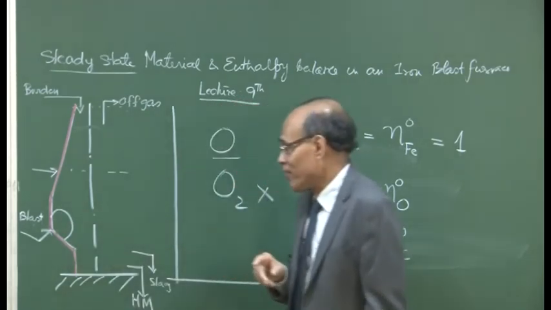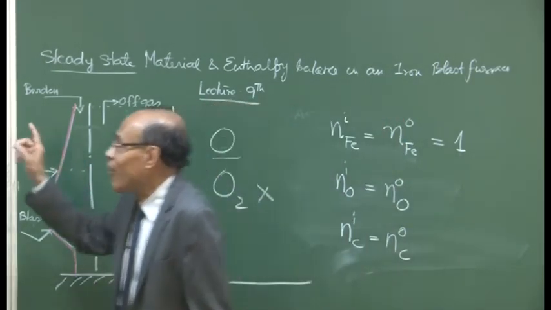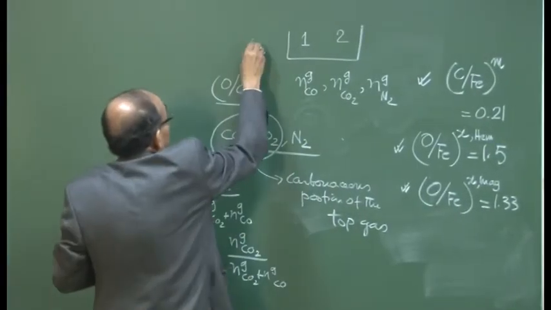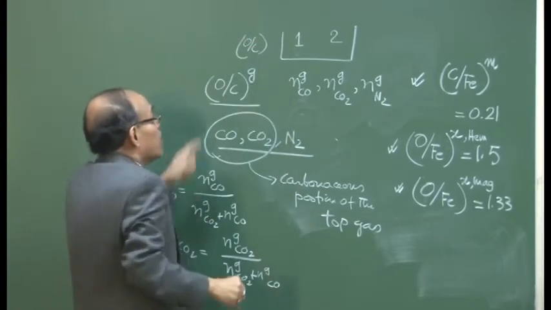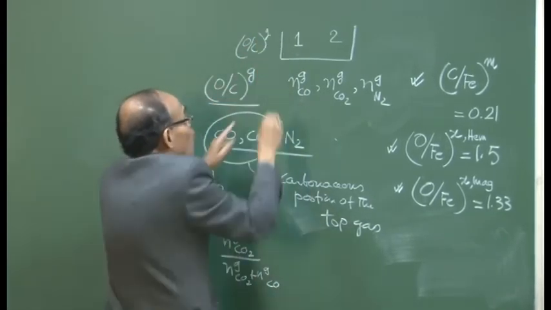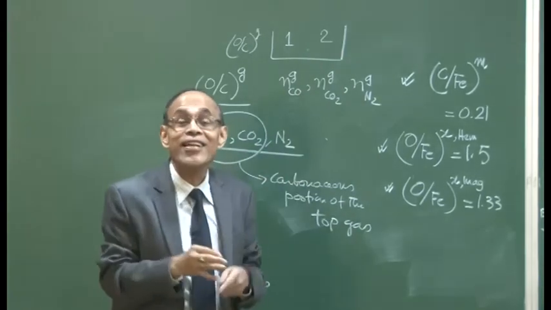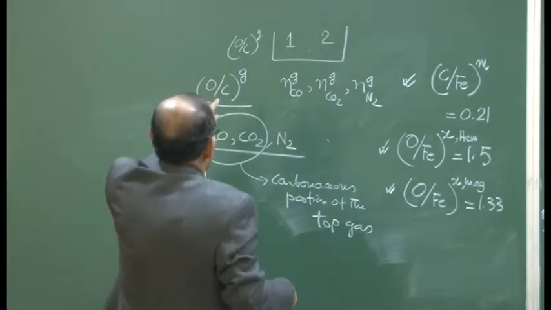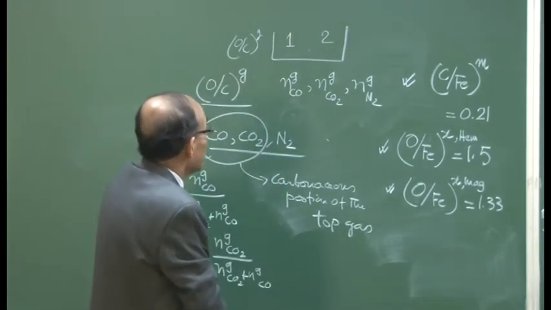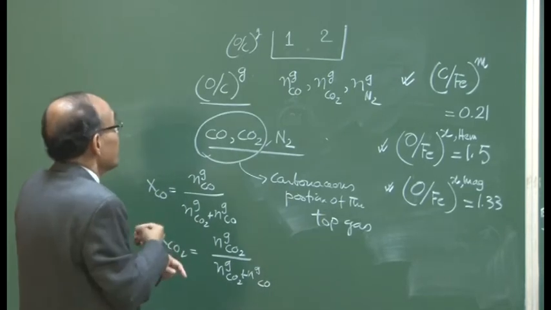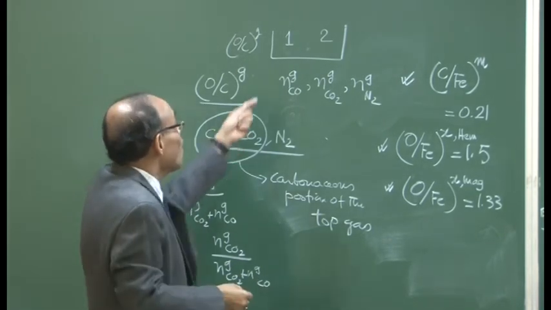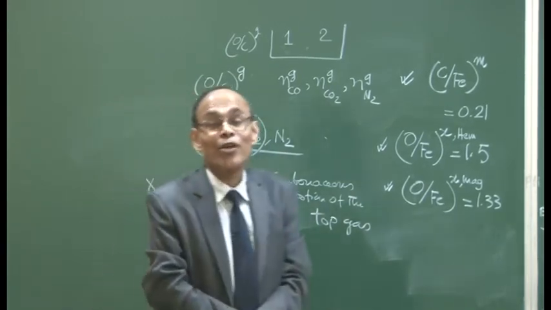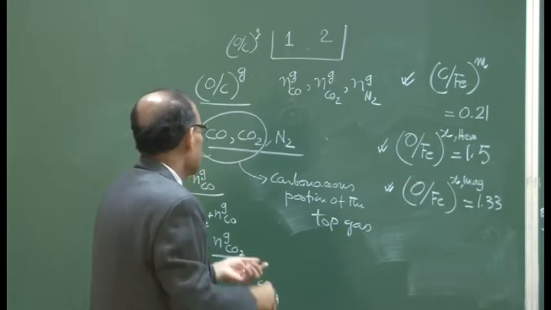So, we can say that the value of the O by C ratio in the top gas varies between 1 and 2. If the O by C ratio in the top gas is closer to 2, the furnace is operating under an efficient regime. If it is close to 1, the furnace is not operating close to the desired level, or it is suboptimally used. So, the O by C ratio of the top gas is a good indicator of knowing whether your furnace is operating efficiently or not.